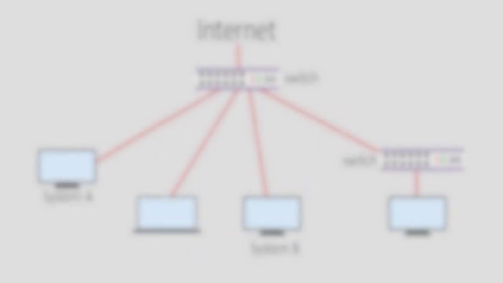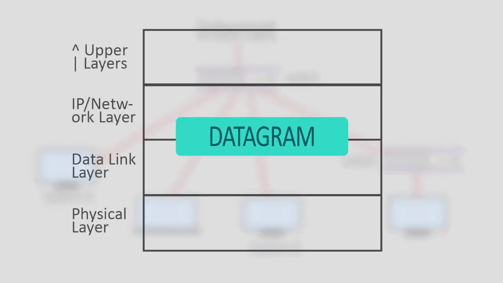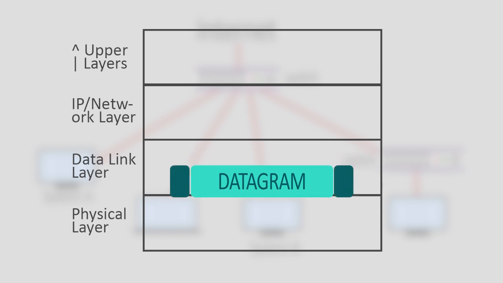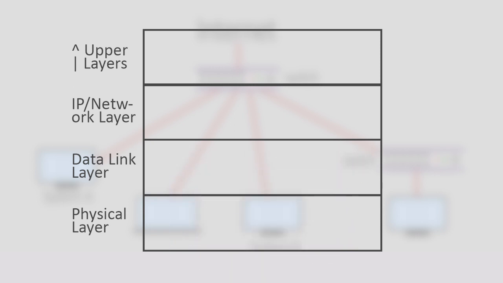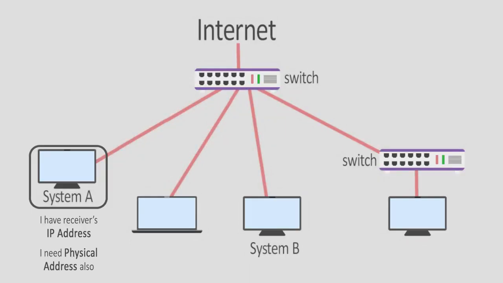For this, consider a situation. Imagine that a host or a router wants to send an IP datagram to another device. At this moment it knows the IP address of the receiver. However, this IP datagram needs to be encapsulated in a frame so that it can pass through the physical layer. This is because IP layer uses the service of data link layer. This means that the sender needs to know the physical address or the MAC address of the receiver.